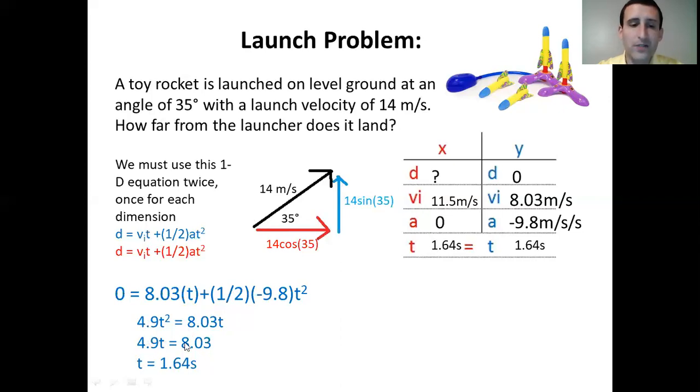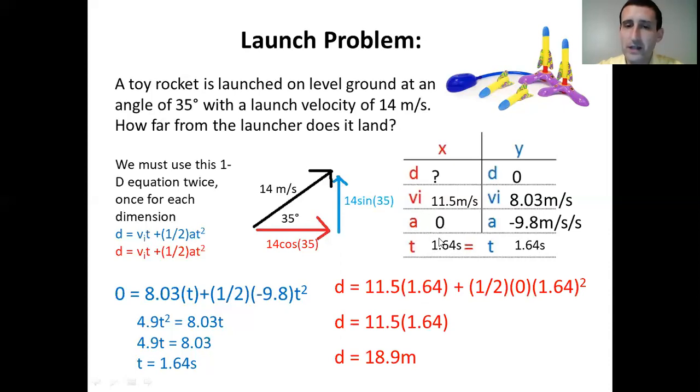And what we have left is 8.03 equals 4.9t. Divide both sides by 4.9, and t is 1.64. When the rocket comes back down, it's going to be 1.64 seconds after launch. So that's our time. Bring our time over here. Again, with 0 acceleration, it's just a matter of our velocity times our time equals our distance.